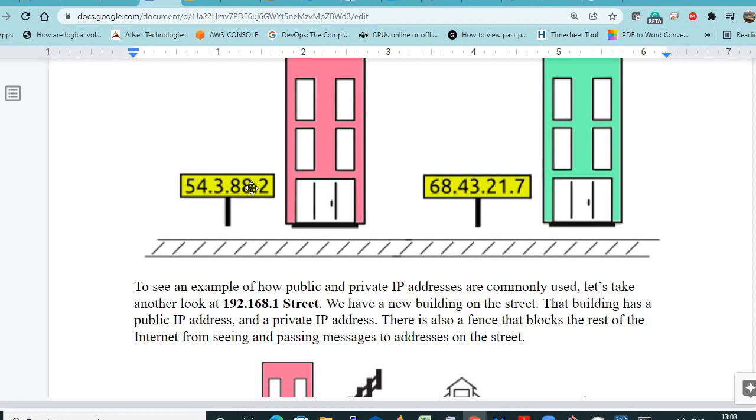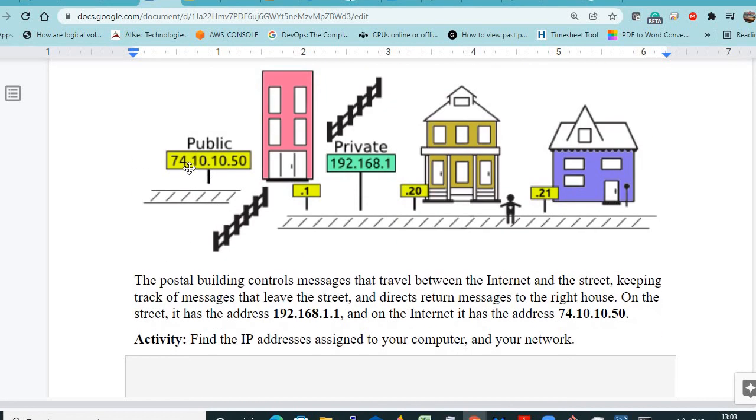If any device wants to communicate with the outside internet, then it should have a public IP. See here, this is a public IP, and inside this is a barricade where this house will talk to this house, and this house can talk to that house because they are inside this virtual network. This is a private network, but this is a public network. If this house needs to talk to another gated community, it has to go via this public IP.